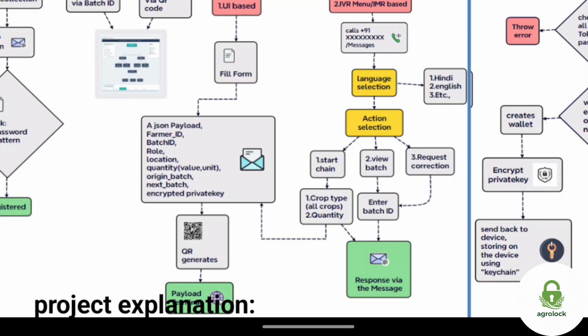The response will be via message for the 2G mobile users. And request collection is to collect the request by the farmer. By entering the batch ID, the response comes via message.